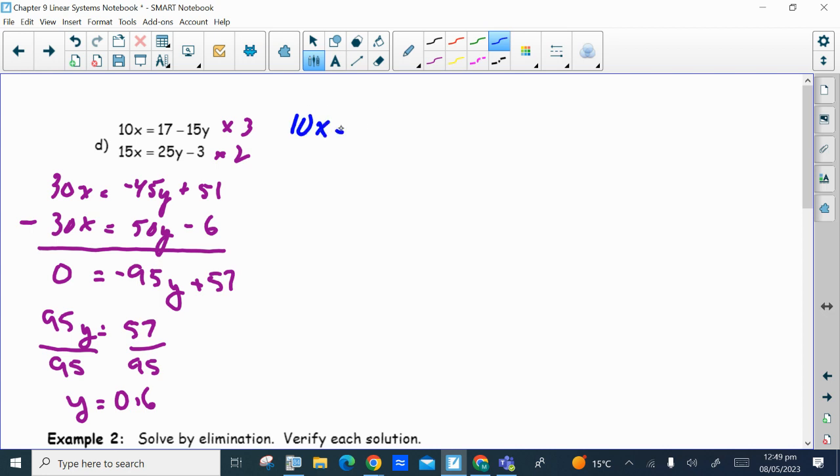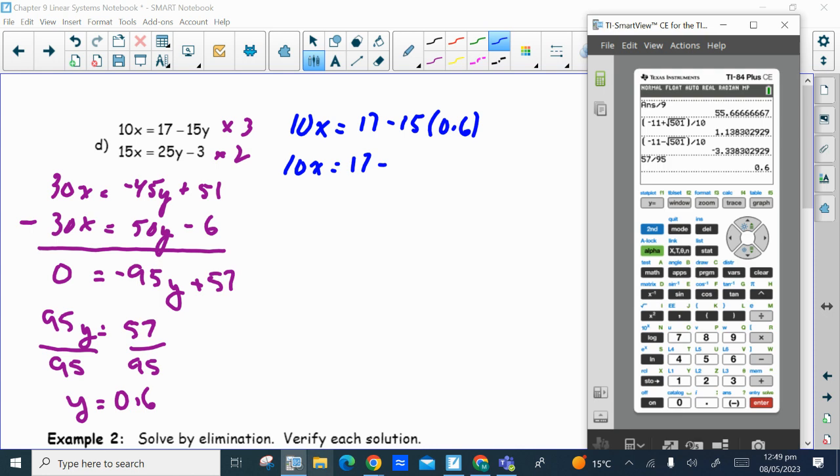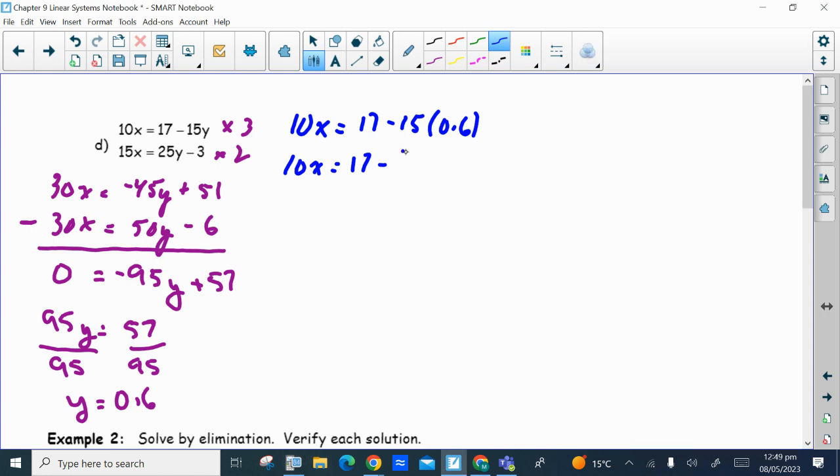So to find x, we'll take that y value, plug it into one of the original equations. I'm going to use the first one, although it wouldn't matter. I could use the second one as well. So I'm going to let y equal 0.6 and then solve for x. So 15 times 0.6 is 9. 17 take away 9 is 8. And then divide both sides by 10. And x will equal 0.8.